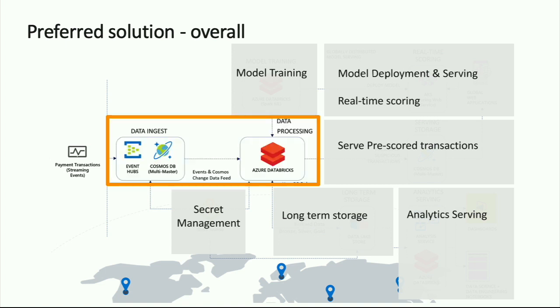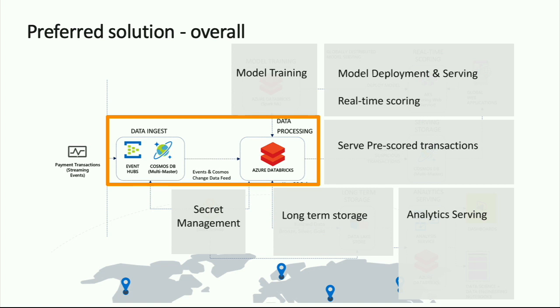So for the data processing part, was there anyone else who picked something other than Databricks? I would be interested to hear. Okay, everybody picked Databricks. That's great. Good, you can all stay for the party. I'm surprised you missed Cosmos DB, but that's fine.